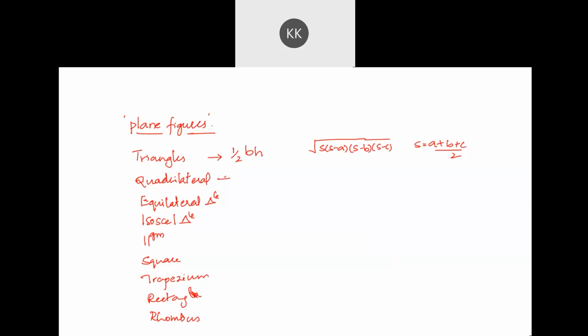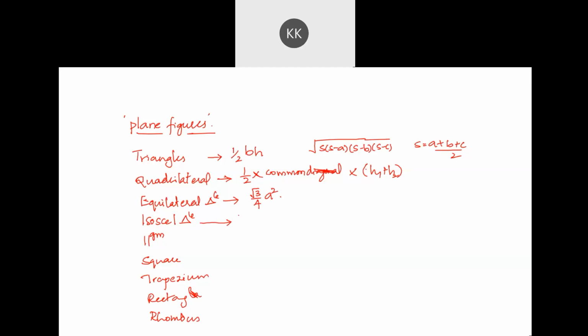For a quadrilateral in general, what will be the area? Half into common diagonal into h1 plus h2, where these are the altitudes on the diagonal. What is area of equilateral triangle? Root 3 by 4 a square, correct.